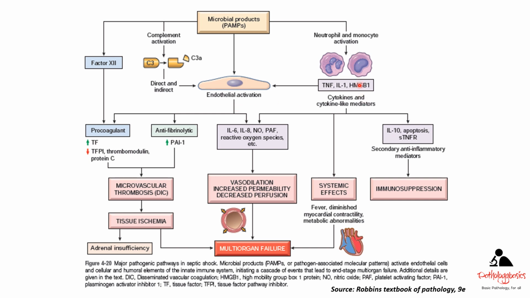Endothelium and the cytokines released by neutrophils, they include interleukins, nitric oxide, platelet activating factor, etc. All these cause vasodilatation and increased vascular permeability. The fluid goes out of the vessels. It leads to decreased perfusion and multi-organ failure. Other cytokines like IL-10 cause immunosuppression. They also cause systemic effects like fever and diminished myocardial contractility. All these come together to cause multi-organ failure, that is called shock.